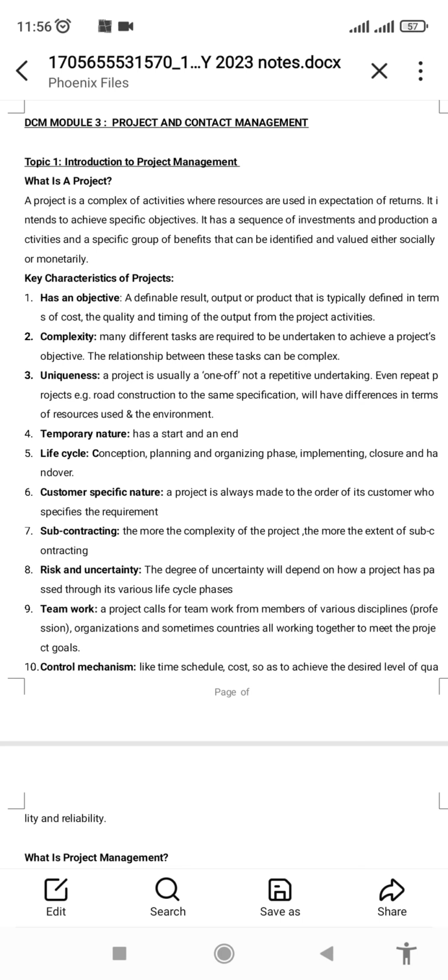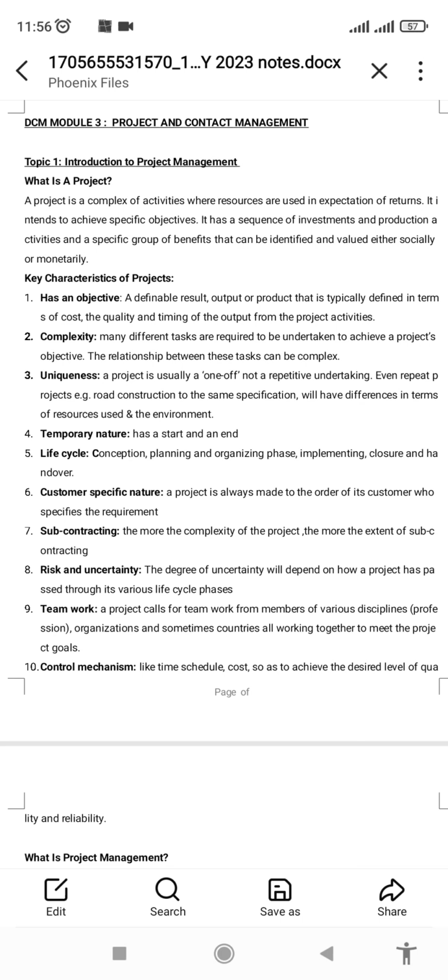Then characteristic number 2, complexity, whereby many different tasks are required to be undertaken to achieve a project objective. The relationship between these tasks and the project must be complex. Then characteristic number 3, uniqueness. A project usually is one-off. It should not be a repetitive undertaking, whereby even repeated projects, like road construction to the same specification, will have differences in terms of resources used and the environment.